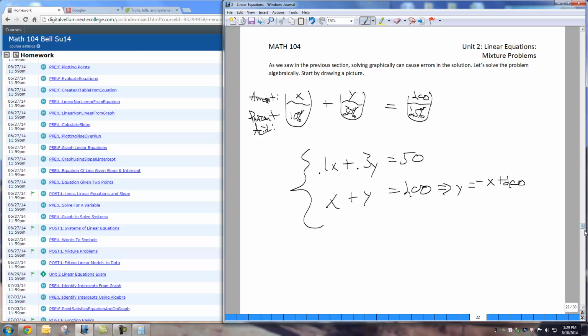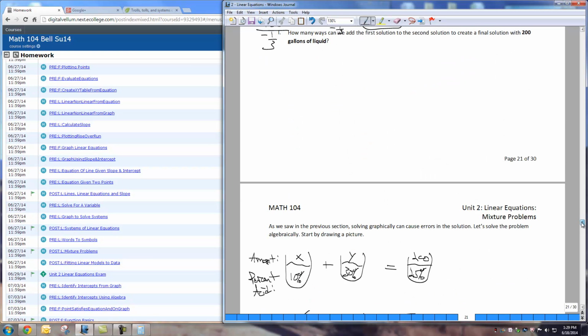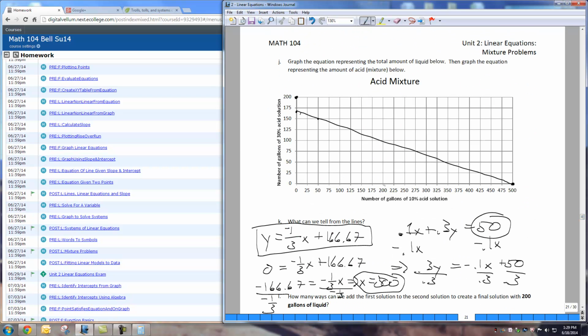Let's draw this line, negative x plus 200. So 200 is the y-intercept. Let's look where the x-intercept is. So if I let y equal 0, 0 equals negative x plus 200. I would subtract 200. So then I get negative 200 equals negative x. So x equals 200. So my intercepts are both 200. And then if I connect these two points, this is where my solution is.